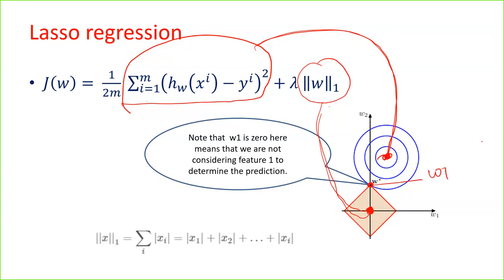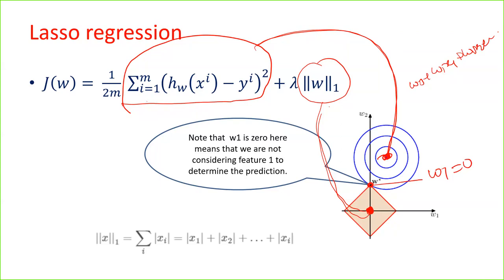What is the value of W1 at that point? Zero. W1 is zero. And our model is what? W0 plus W1 x1. In our notations, it was theta0, theta1, and so on. Same as that: W1 x1, W2 x2, and so on, right?